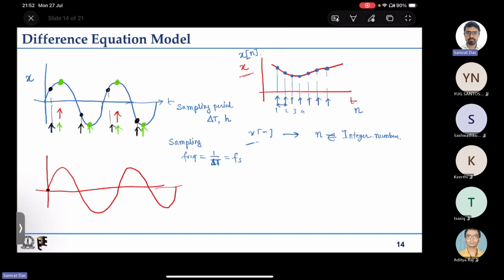So if we sample it 10 times the frequency, so how many times am I sampling? 1 2 3 4 5 6 7 8 9 10 11 12. So I have sampled here 12 times within one period of the signal.